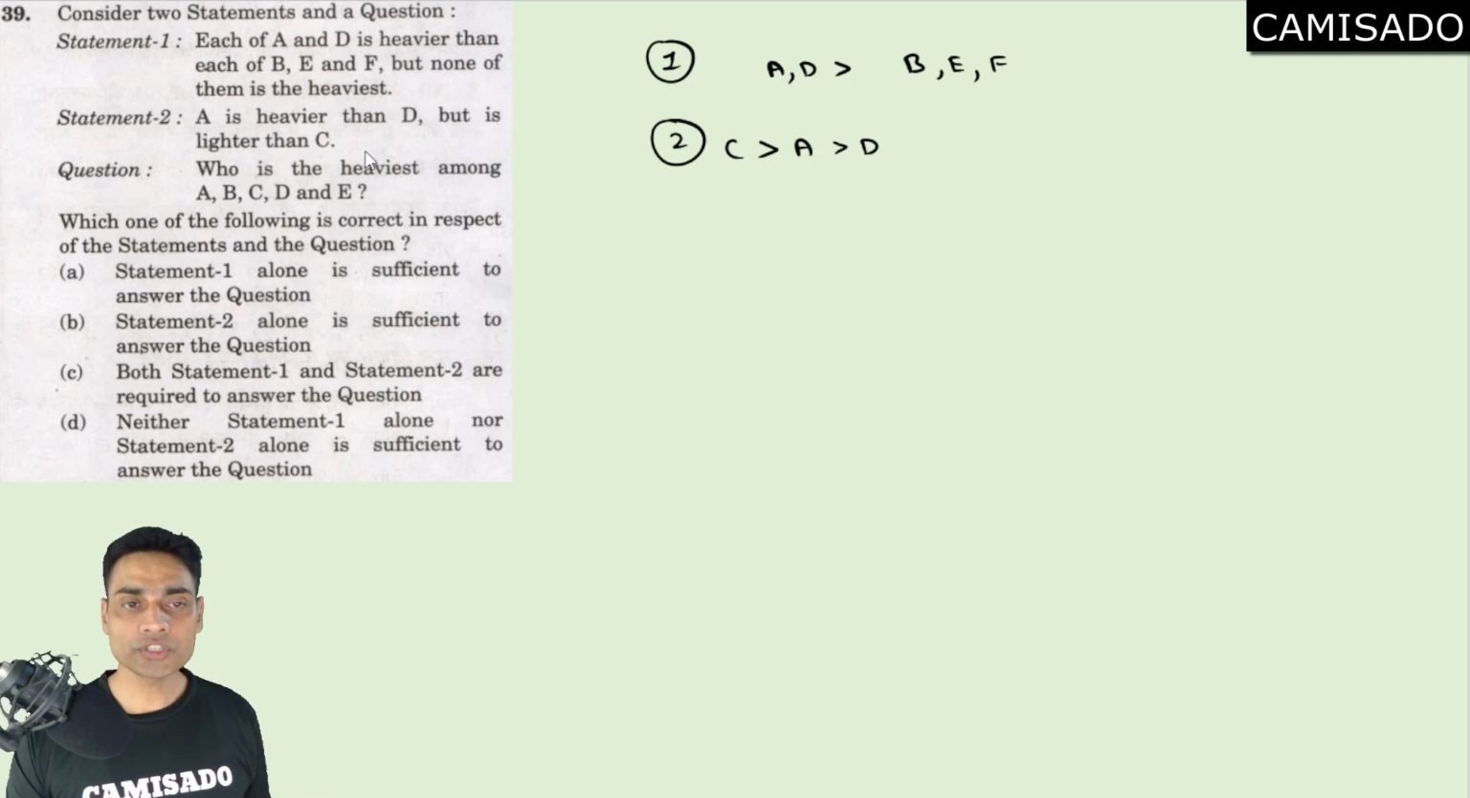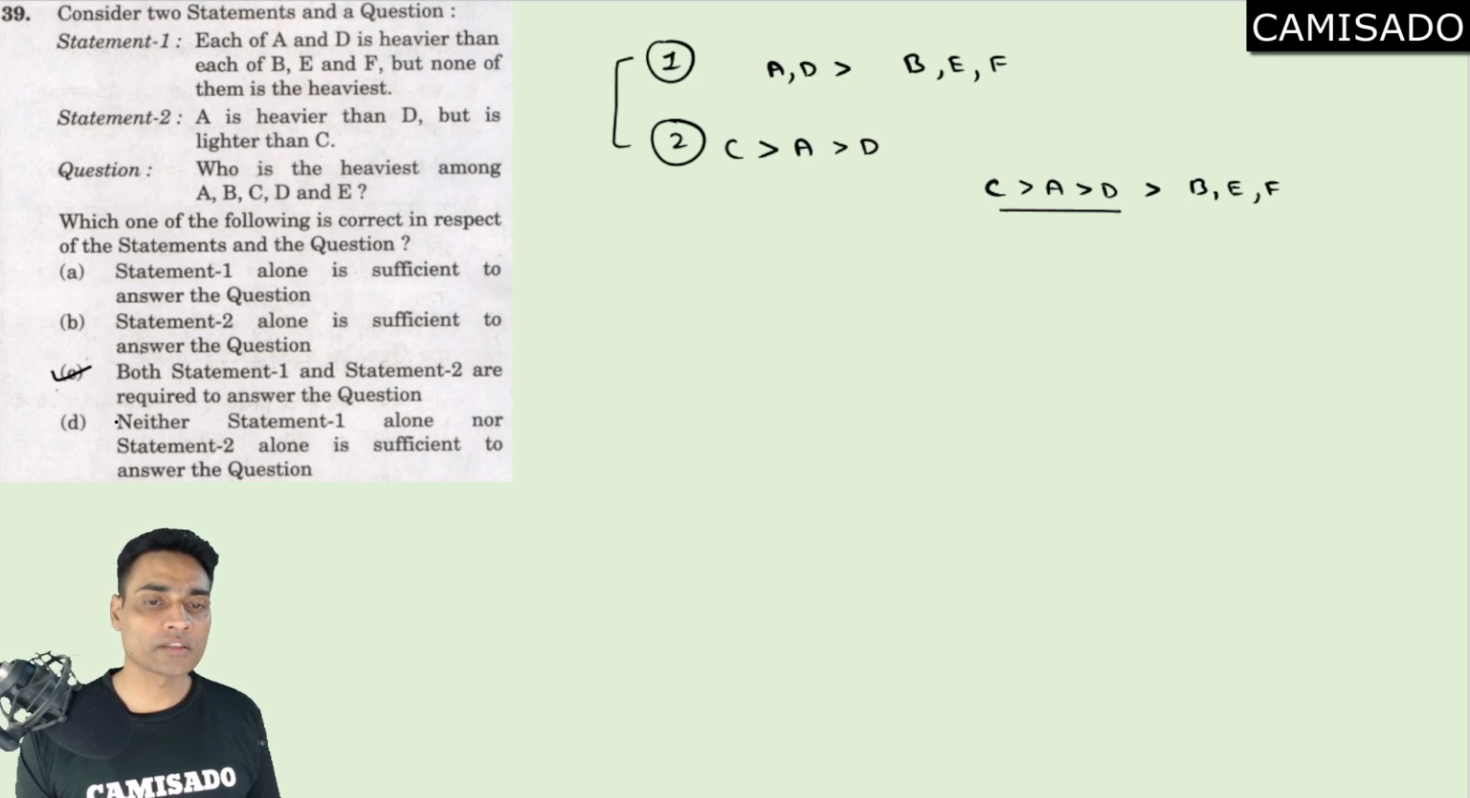Now the question is, who is the heaviest among A, B, C, D, E, and F? So ultimately by using 1 only you can't say which is the heaviest one. Alone, 2 also cannot say this, but when we combine 1 and 2, you will get to know the sequence: C is the heaviest, then A, then D, and the rest B, E, F. We don't know the sequence for B, E, F, but ultimately this is the sequence. So C is the heaviest. And how do we know this? With the help of 1 and 2. So both statement 1 and statement 2 are required to answer the question.